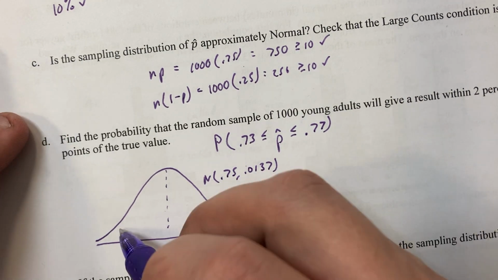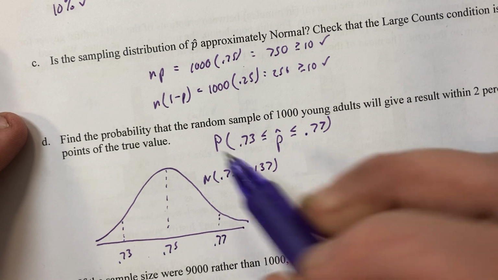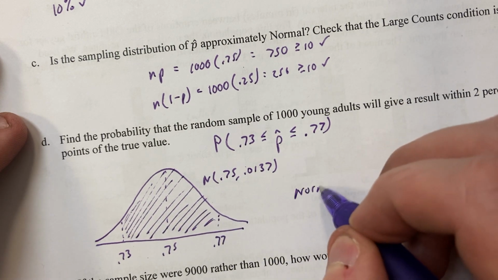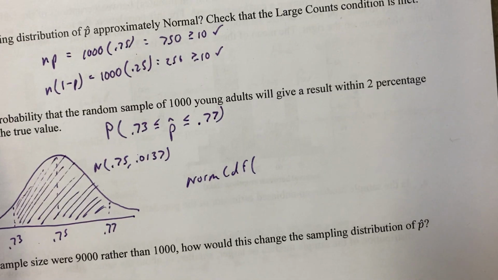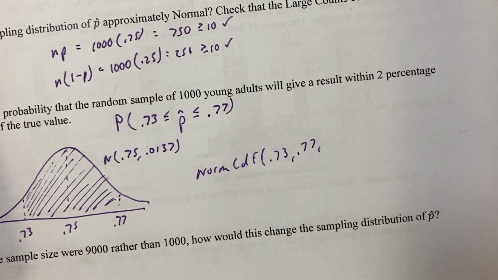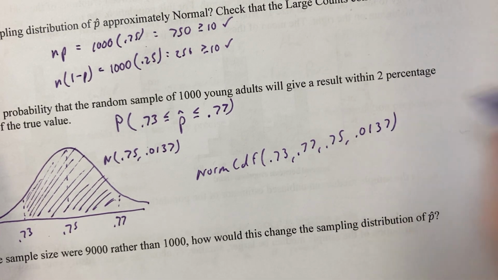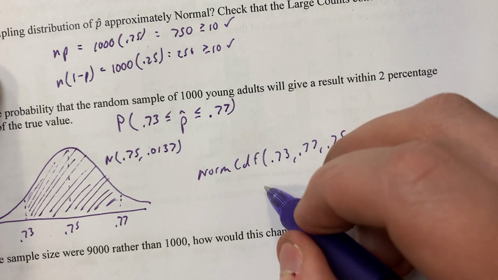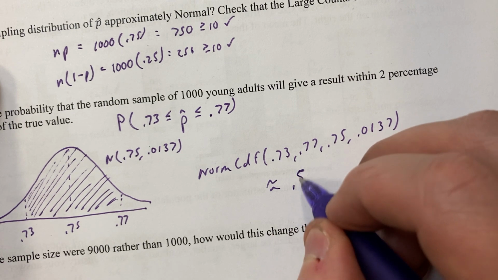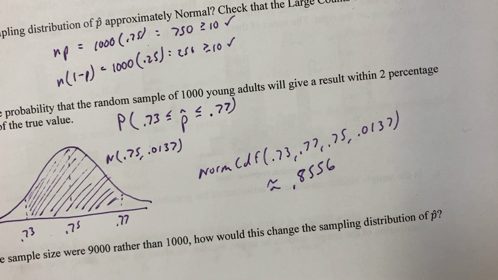And I want to be within 0.73 and 0.77. Now I'm going to use norm CDF with a lower bound 0.73, upper bound 0.77, average 0.75, standard deviation 0.0137. I'm going to plug that into my calculator, and out pops the area, and it's about 85.56. Hopefully you know how to do that in your calculator.